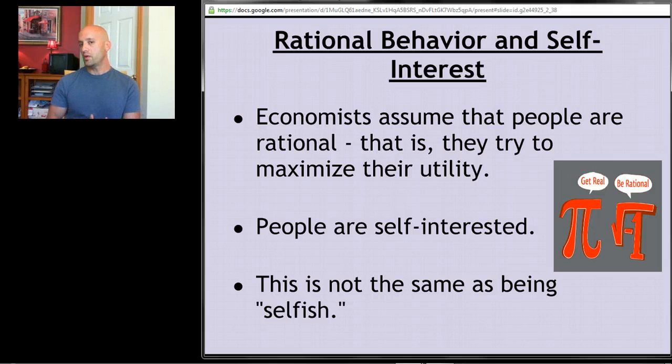So for example, if you're a terrible person and murdering people makes you happy, economists are going to assume that you will do things that lead to the murder of more people. If you're Mother Teresa and helping the poor makes you happy, economists will assume that you will do things in your life that lead to the goal of helping the poor. Now, Mother Teresa is still self-interested. She's still trying to make herself happy. What brings her happiness is helping others. Self-interest and selfishness are not the same thing.